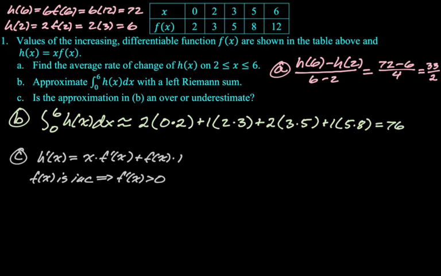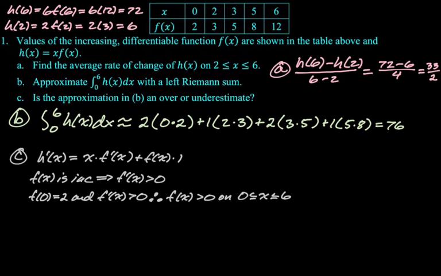Now, we also know that f of 0 is equal to 2, and we know that f is increasing, or f prime is greater than 0, which means that f of x is definitely greater than 0 on the interval from 0 to 6. If you're at 2 and you only increase from there, definitely positive. I would also say that x is greater than 0. I don't know how crazy we need to go, but on the interval from 0 to 6, x is definitely greater than or equal to 0, which means that h prime is greater than 0. And since h prime is greater than 0, h of x will be increasing.